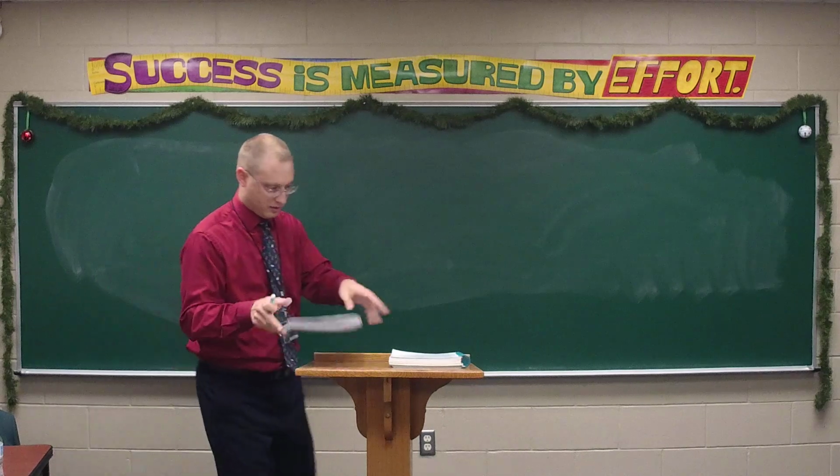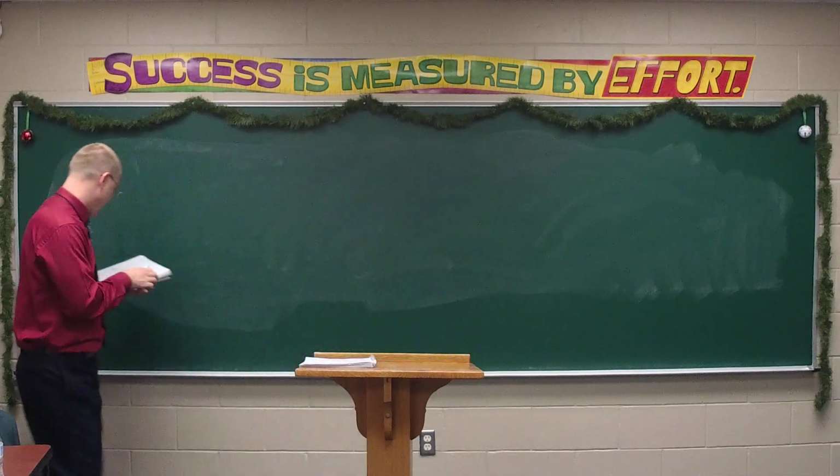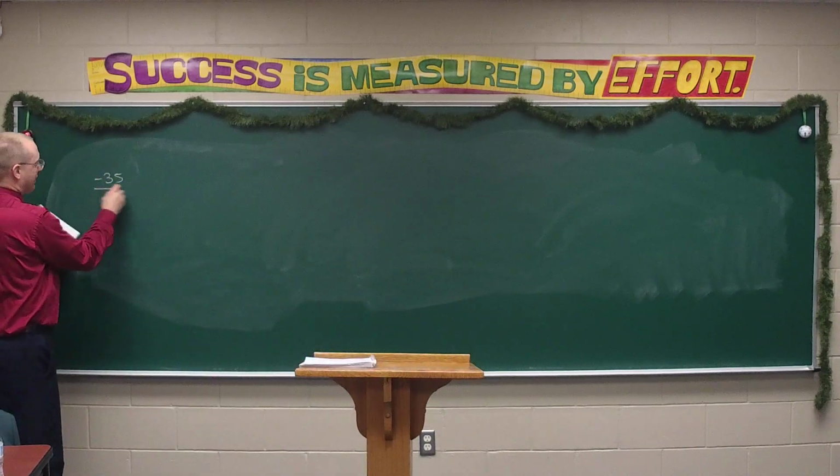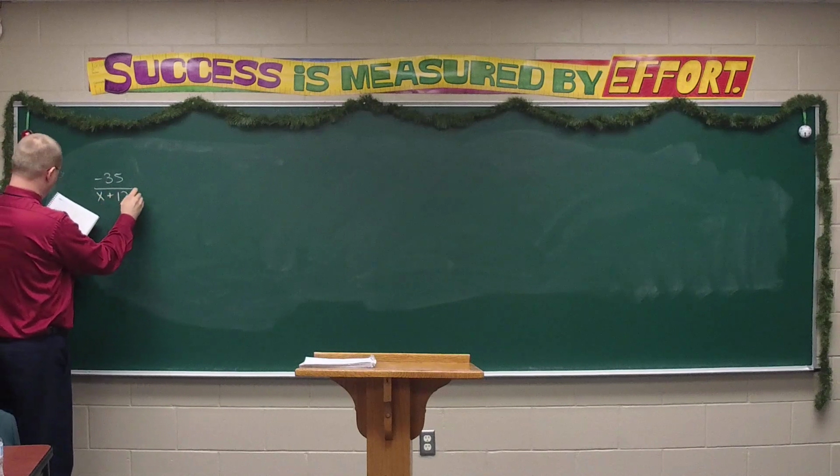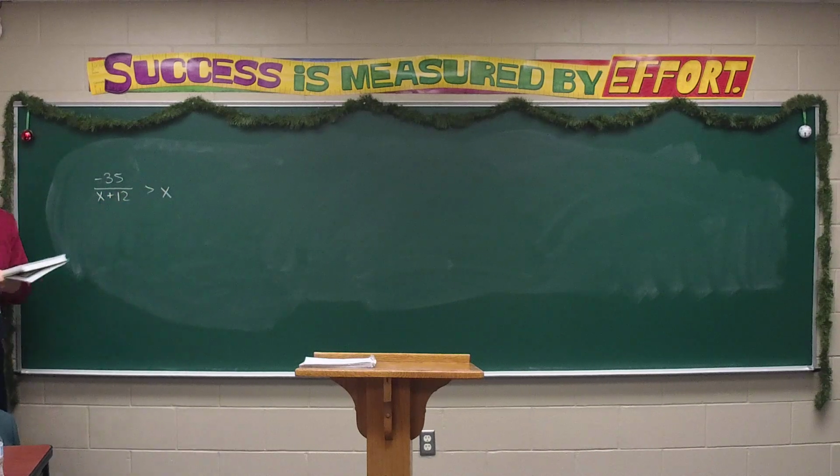Let's try the book. Number 11. We have negative 35 over x plus 12 is greater than x. Here, unlike the homework problems in class, it is not yet set to 0. So what do we need to do, Genesis? Move something to the other side, right?